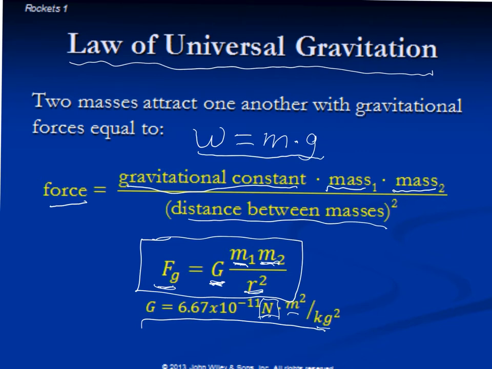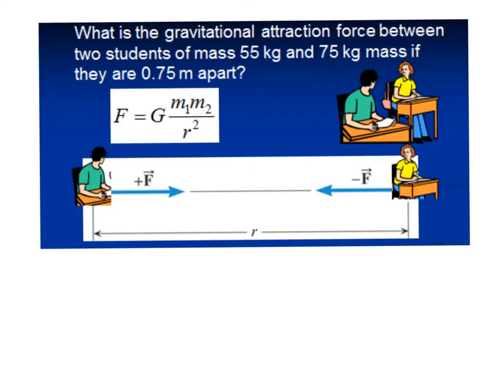So I just want to show you a quick example problem of this idea that you missed because of class being canceled. So here you're asked to determine the gravitational attractive force between two students. Let's say one has a mass of 55 kilograms and the other has a mass of 75 kilograms, and we're going to say that they're 0.75 meters apart.